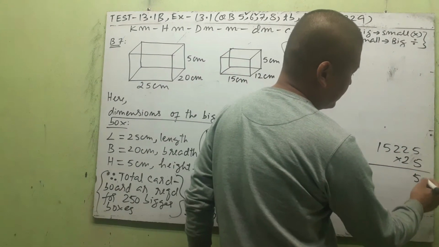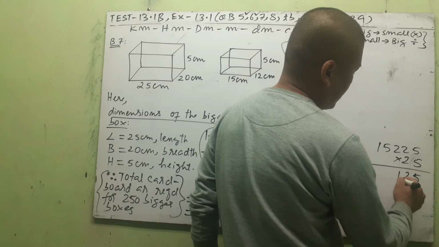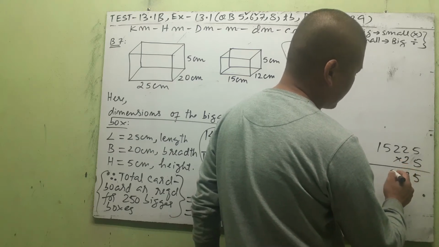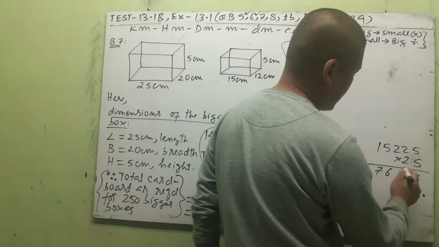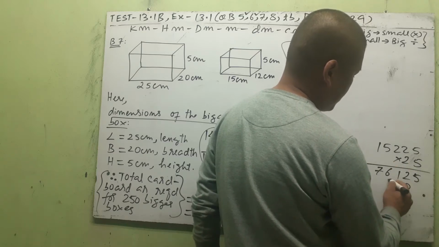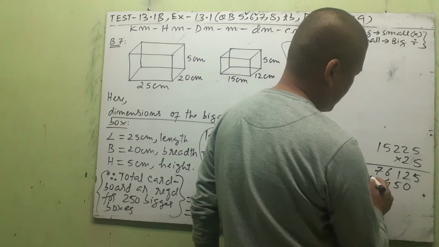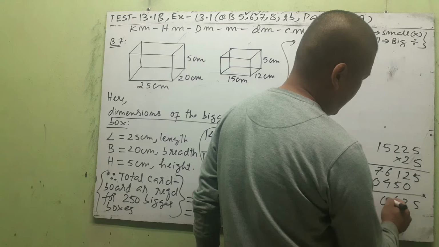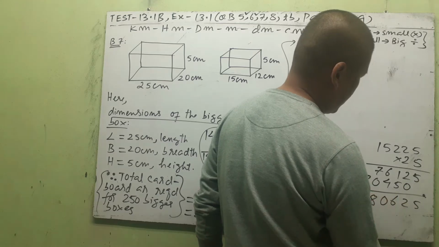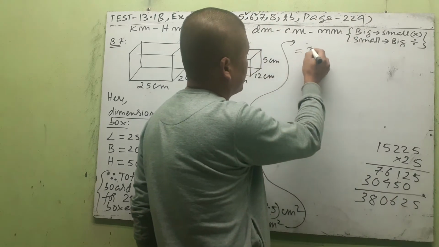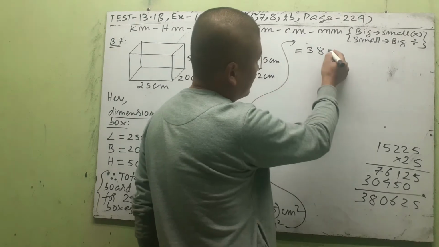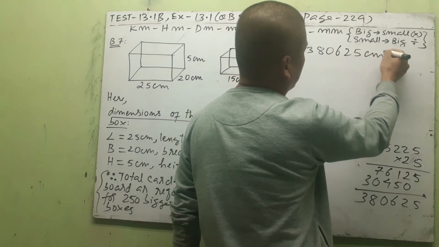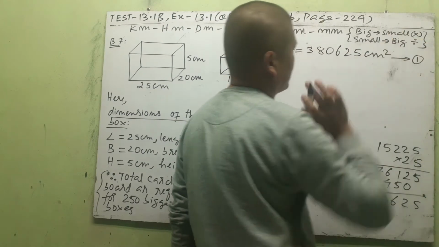5 5s are 25, 2 are 10, 11, 12, 11, 25, 26, 5 1s are 5, 6, 7, 2 2s are 4, 5, 2 2s are 4, 2 5s are 10, 2 1s are 2, plus 1, 3, 5, 2, 6, 10, 8, and 3. So we're going to get 380,625 centimeters squared. Let's give this one as question 1.